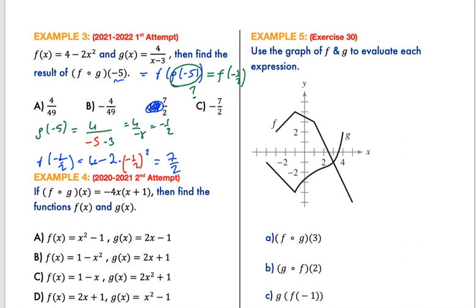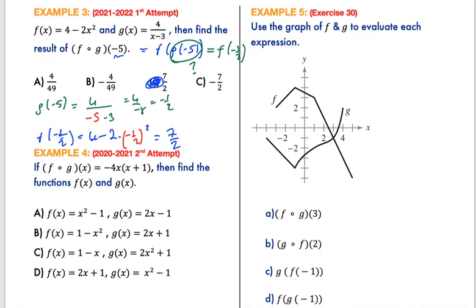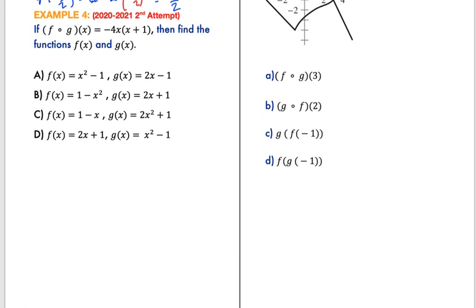And finally, a 2021 second attempt ministry question: the composition is given, and the functions are asked separately. We have a way of solving this. We studied this in the previous quiz, but this takes time. It's not necessary to solve this question. We can try options. This is the best way.